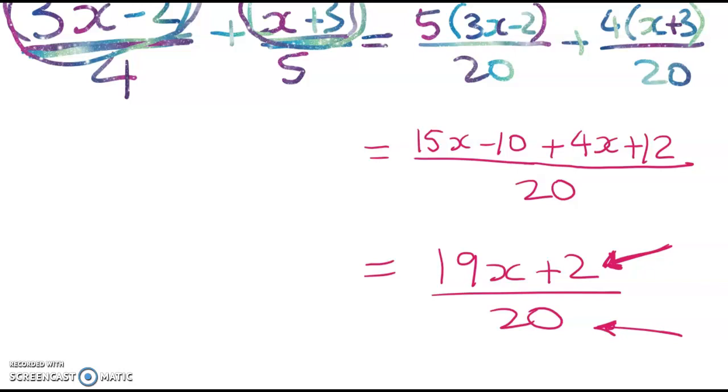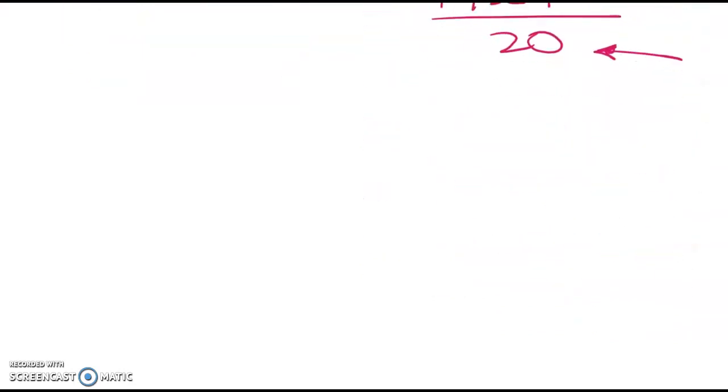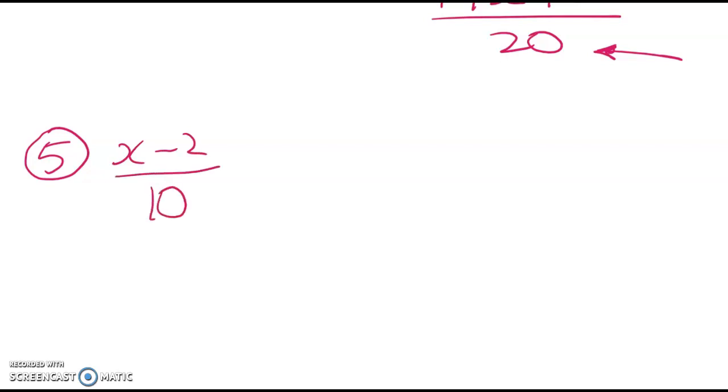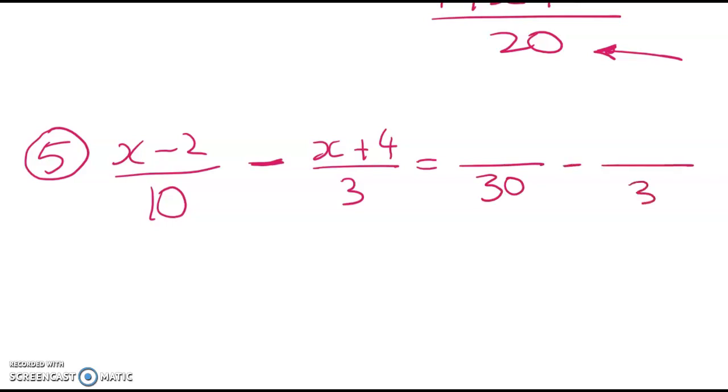I've just got one last one that I really want you to watch, because it's got a little fishhook in it that sometimes even Year 12s and beyond can muck up. I'd like you not to do that. Now what makes this one slightly trickier is that we have to watch out for the subtraction in here. So we start off as usual, we get our common denominator, and it's going to be 30.